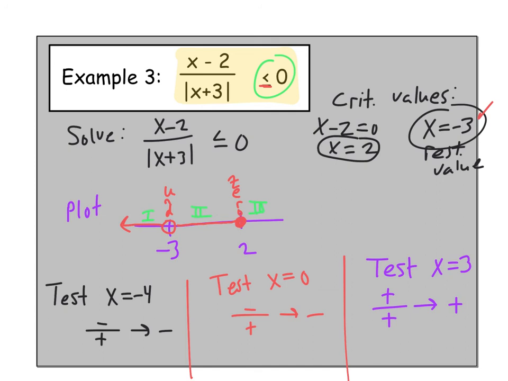Okay, so as far as solutions for this one, for interval notation, we are going from negative infinity up to negative 3. Don't include negative 3. And then we are picking it right back up at negative 3 to 2, and we do include positive 2. Okay, so that's that. The old SPIT method: solve, plot, interval test.